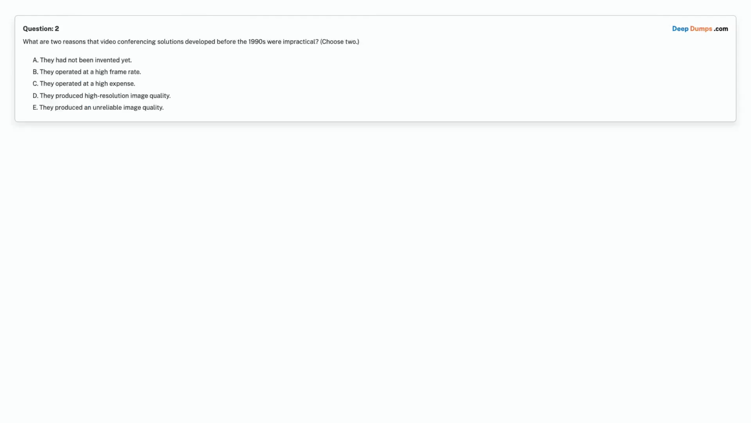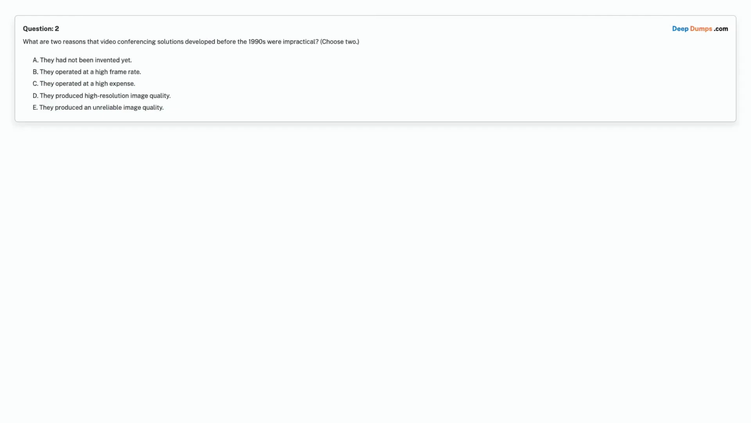Question 2. What are two reasons that video conferencing solutions developed before the 1990s were impractical? Choose 2. Option A. They had not been invented yet. Option B. They operated at a high frame rate. Option C. They operated at a high expense. Option D. They produced high-resolution image quality. Option E. They produced an unreliable image quality.